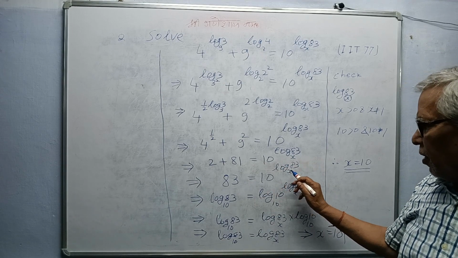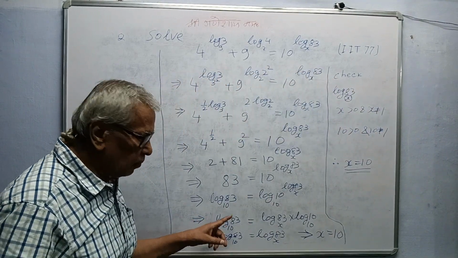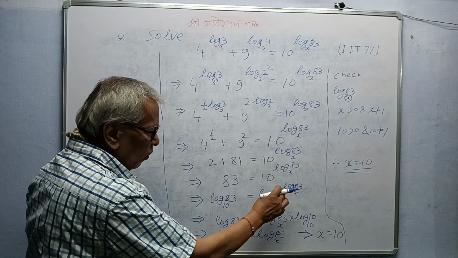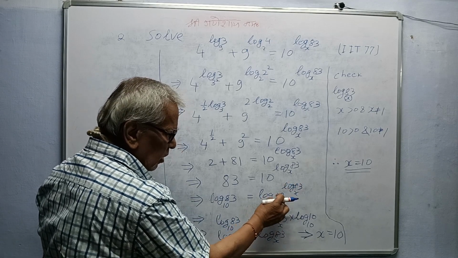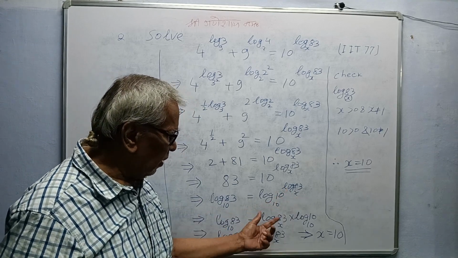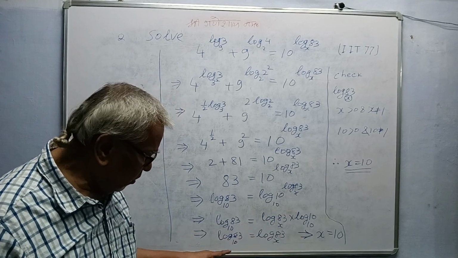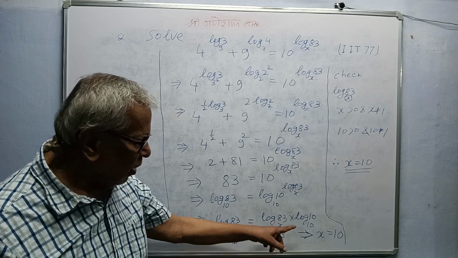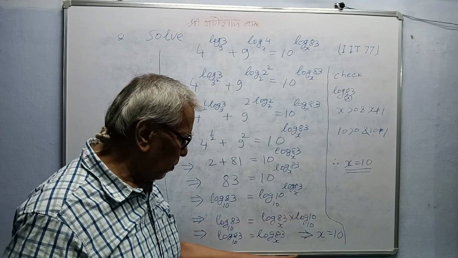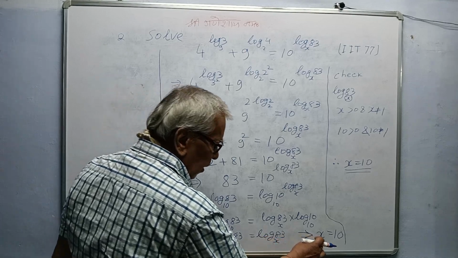83 is equal to 10 to the power log 83 to the base x. Now, taking log both sides to the base 10, log 83 to the base 10 is equal to log of the whole thing to the base 10. This power will come out here. So log 83 to the base x into log 10 to the base 10. Log 10 to the base 10 is equal to 1. So log 83 to the base 10 is equal to log 83 to the base x, so x is equal to 10.